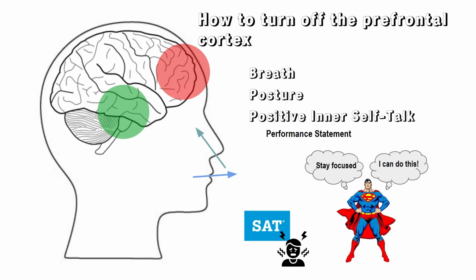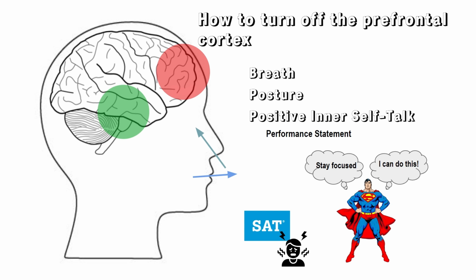Now here we have how to turn off the prefrontal cortex. The first tip is breathe. Breathe in through your nose and out through your mouth. Breathing helps slow down the heart and deliver oxygen to the brain. Breathing is really important, especially if you're nervous. The second tip is posture. Fix your posture. Have a good posture. Having a good posture promotes confidence.